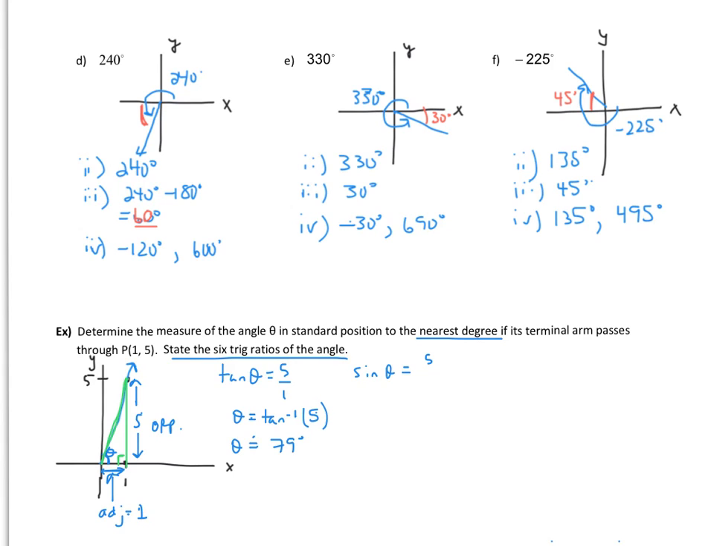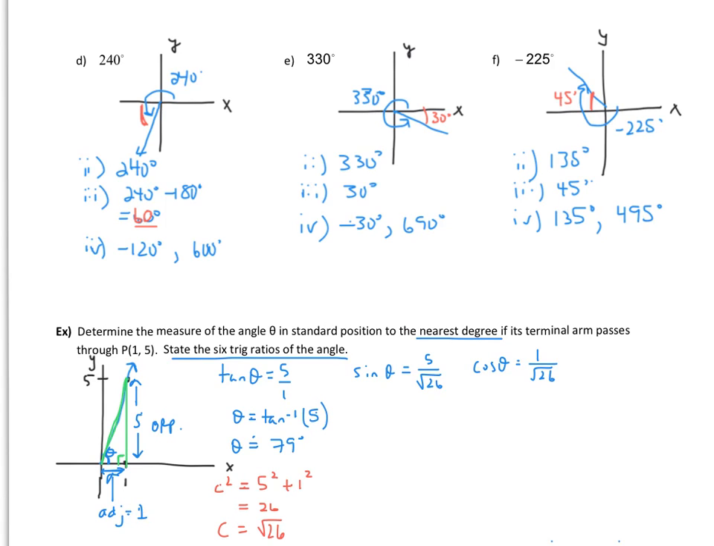We've got the Pythagorean theorem. My hypotenuse squared would equal the squares of my other two sides added together. So 5 squared plus 1 squared would be 25 plus 1, which is 26. So my hypotenuse as an exact value would be the square root of 26. So when I state my sine ratio, it's going to be 5 divided by the square root of 26. The cosine of angle theta would be the adjacent, which is 1, over the hypotenuse, square root of 26. And my tan I already have stated.